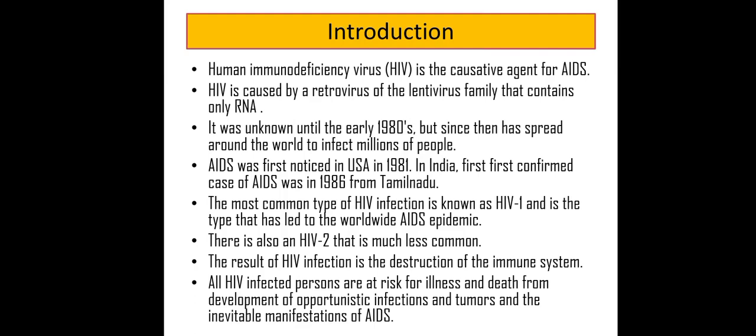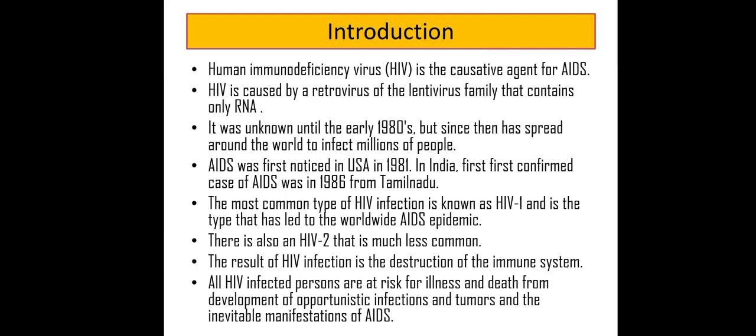It was unknown until the early 1980s, but since then has spread around the world to infect millions of people. AIDS was first noticed in the USA in 1981, and in India the first confirmed case of AIDS was found in 1986 from Tamil Nadu. The most common type of HIV infection is known as HIV-1, and it is the type that has led to the worldwide AIDS epidemic. There is also HIV-2, which is less common.